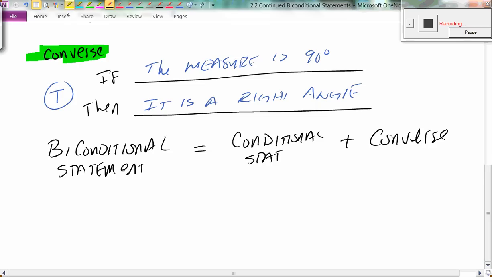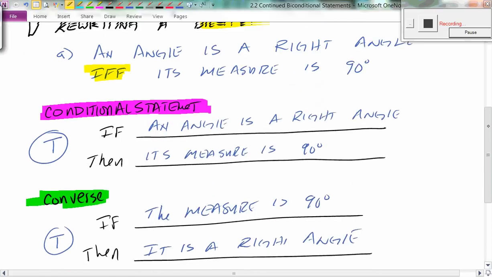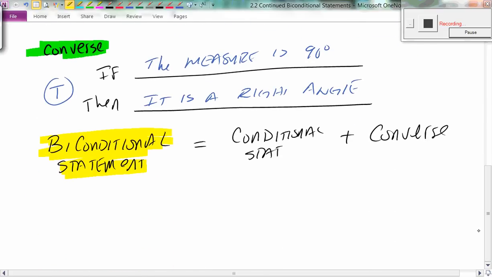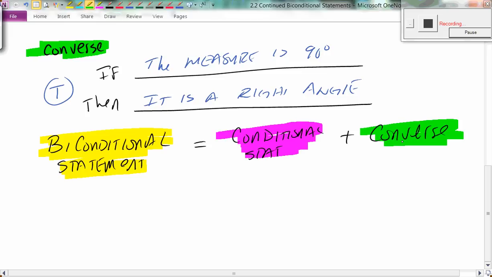Okay? So our biconditional statement, our original statement, was the one that was in yellow. If I go back up there, it's right there. An angle is a right angle if and only if it measures 90 degrees. Our conditional statement was in purple, and finally our converse was in green, right? Do you remember all the color schemes that we did? Okay. Now, we said this.